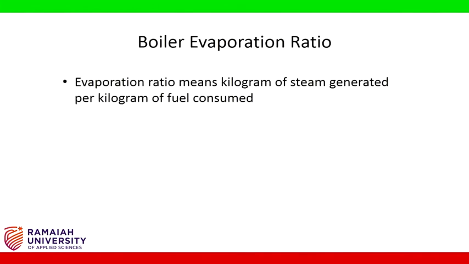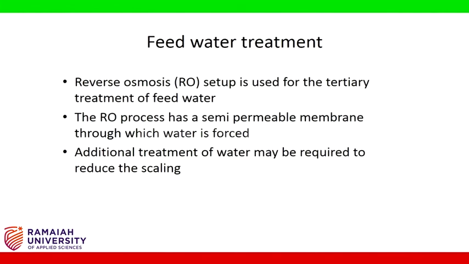Evaporation ratio means kilogram of steam generated per kilogram of fuel consumed. Reverse osmosis (RO) setup is used for the tertiary treatment of feed water. The RO process has a semi-permeable membrane through which water is forced. Additional treatment of water may be required to reduce the scaling.